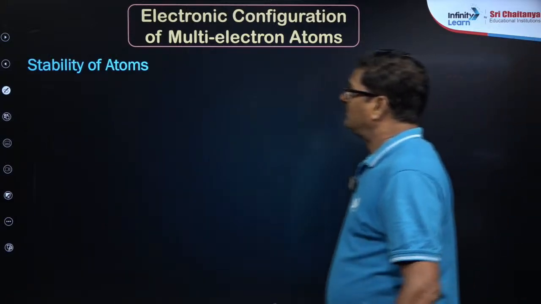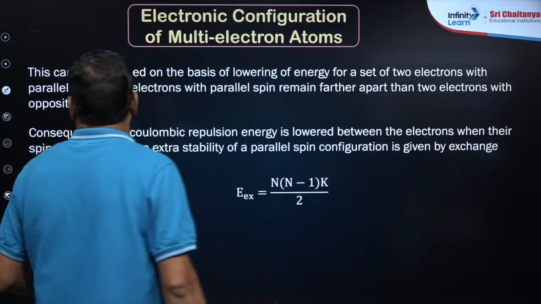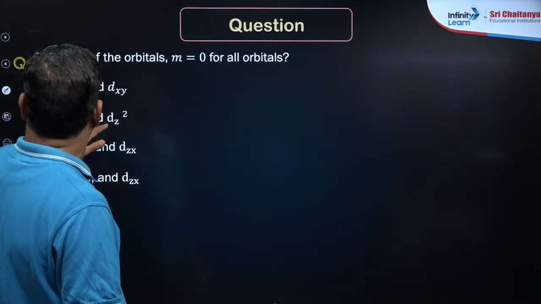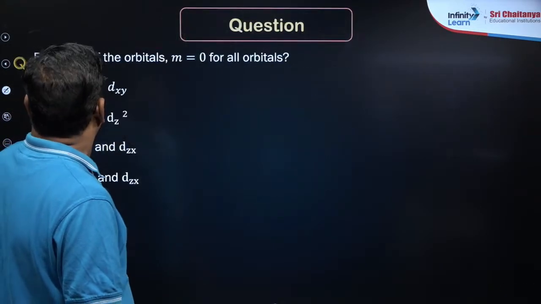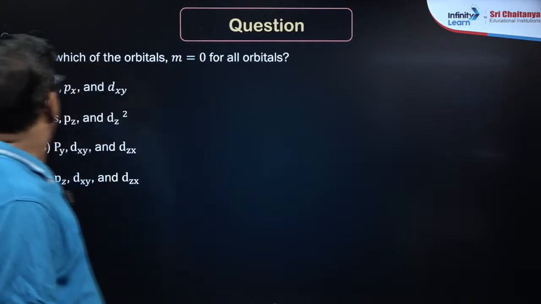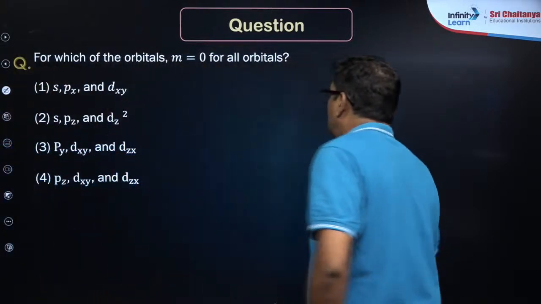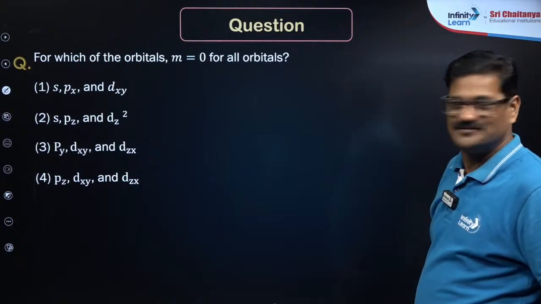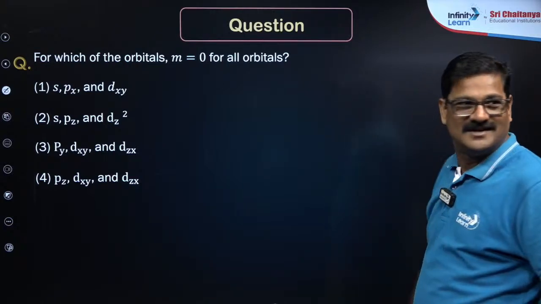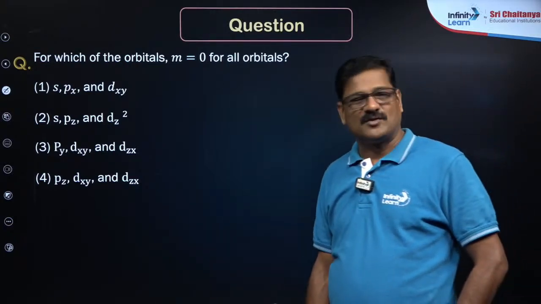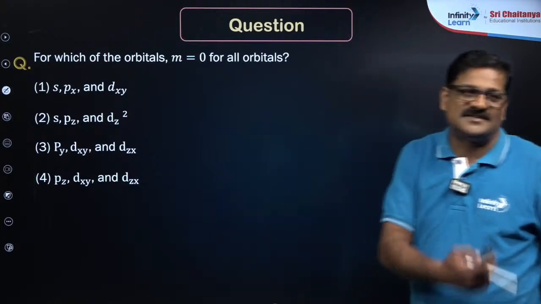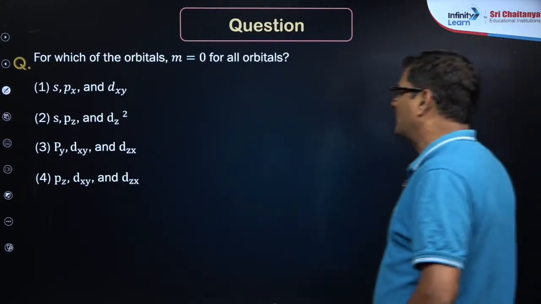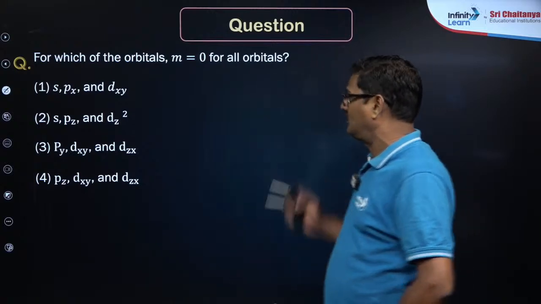Next, stability of atoms we had. Okay, that is about, yes. Question, for which of the orbitals m is equal to 0 for all orbitals? What is the answer you can say? Is a question. So maximum topics we completed. Just let us discuss a couple of questions. Get ready. For which of the orbitals m is equal to 0 for all?